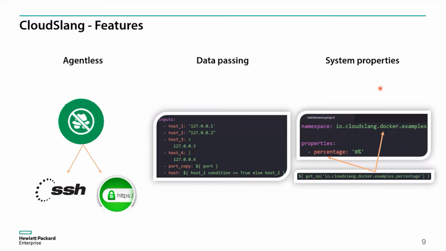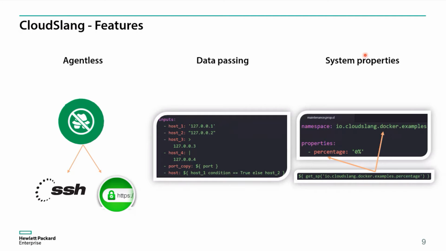It also has data passing, so it's not about sending simple strings. You are able to send dynamic variables, like for instance, in this example, the host is getting the value from host 1 if a particular condition is true, or is getting the value of host 2, which are defined here. So this is pretty neat and nice data passing, and we are using Python expressions to handle those.